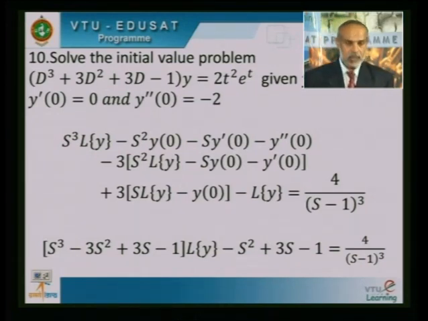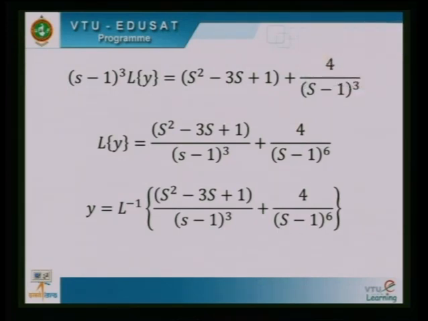Now you can take L of y common: s³ L of y, minus 3s² L of y, and minus L of y. What you get is (s³ + 3s² + 3s − 1) into L of y. Then you can apply the initial conditions: substitute y(0) = 1, that is minus s²; y'(0) = 0; and y''(0) = −2. That is (−s² + 3s − 1) equal to 4 into (s − 1)³... (s − 1)³ into L of y is equal to s² − 3s + 1 plus 4 divided by (s − 1)³.